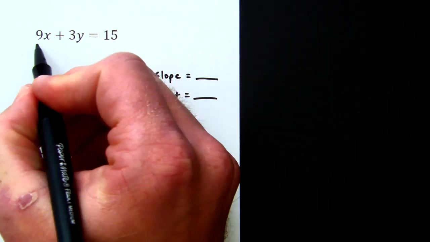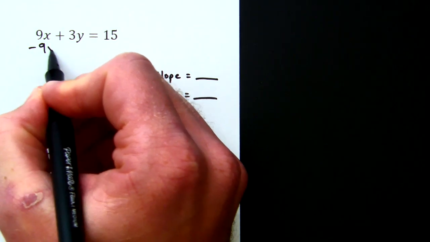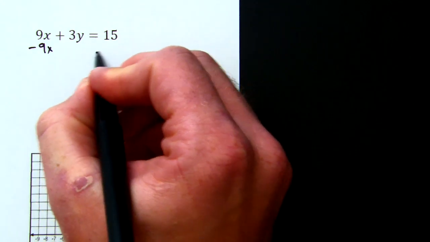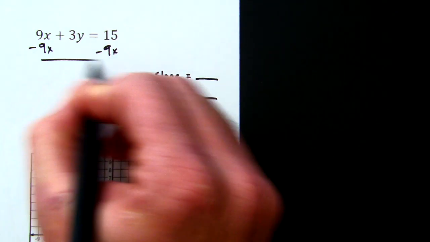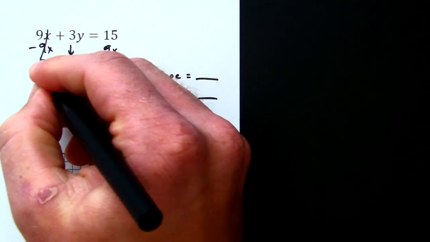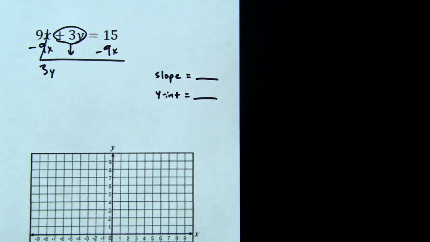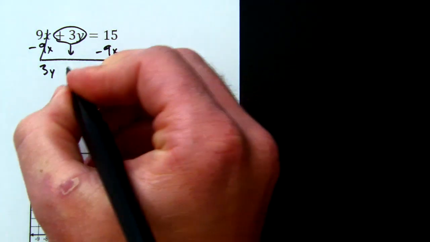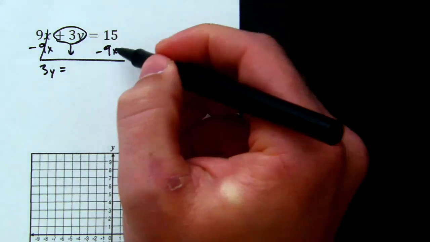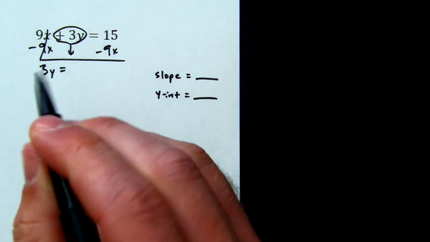So we're going to move this 9x. It is a positive 9x, so we need to do the opposite operation, which is minus 9x. And whatever we do to one side, we need to do to the other. 9x minus 9x cancels. We drop down our 3y, and it's positive. We have to make sure that we drop the whole thing down. It is positive, so it is a positive 3y. That equals 15 minus 9x, which cannot be done.